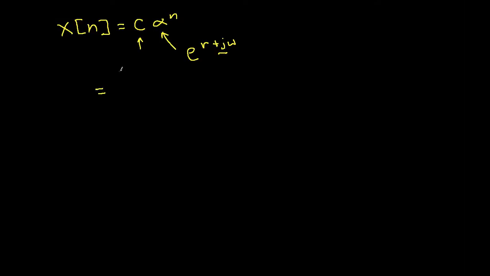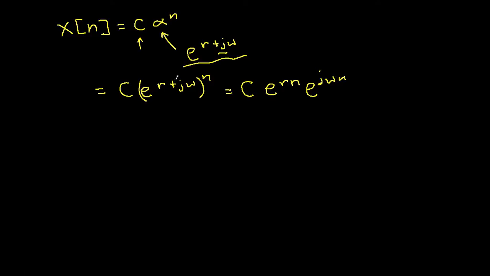So if we write out what x of n is, again, c, and we take alpha as we've defined it here and raise this to the nth power, we have e to the r plus j omega, and this is all raised to the nth power. And we can rewrite this as c e to the r times n times e to the j omega n. So what I'm doing here is I'm using the fact that when I raise something to the nth power, it's the same as multiplying the exponents. And I'm also saying that if I have a sum of two exponents, I can break it up into two sums. Okay, and just because we need something to call it, I'm going to call the e to the r part beta. And so what I have here is beta to the n. So I can write this then as c beta to the n e to the j omega n.